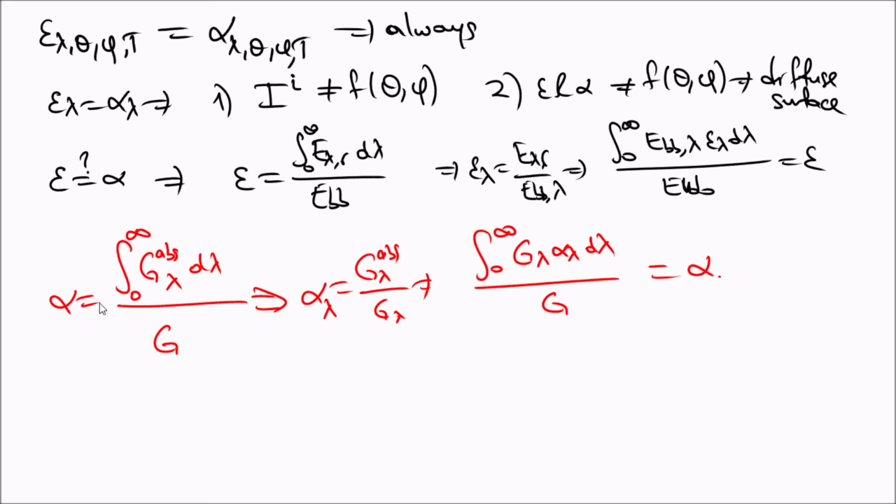Now I am looking for when epsilon and alpha are equal. I will introduce the first condition. The first condition is that G lambda and E black body lambda are equal, and also G and E black body are equal. In other words, the irradiation that falls on the object is equal to the emissive power of the black body at the same temperature, at the same T. The irradiation that falls on the object is equal to the black body emissive power at the same temperature.